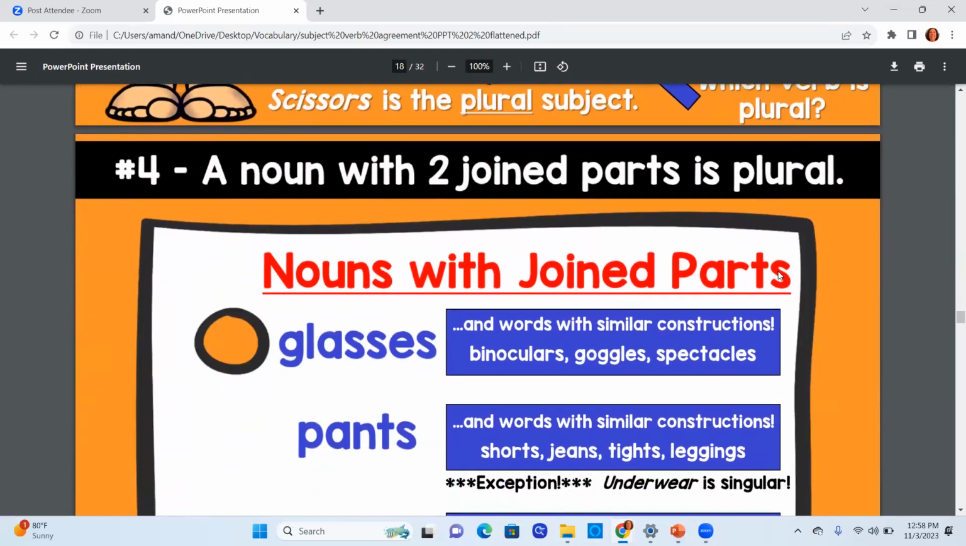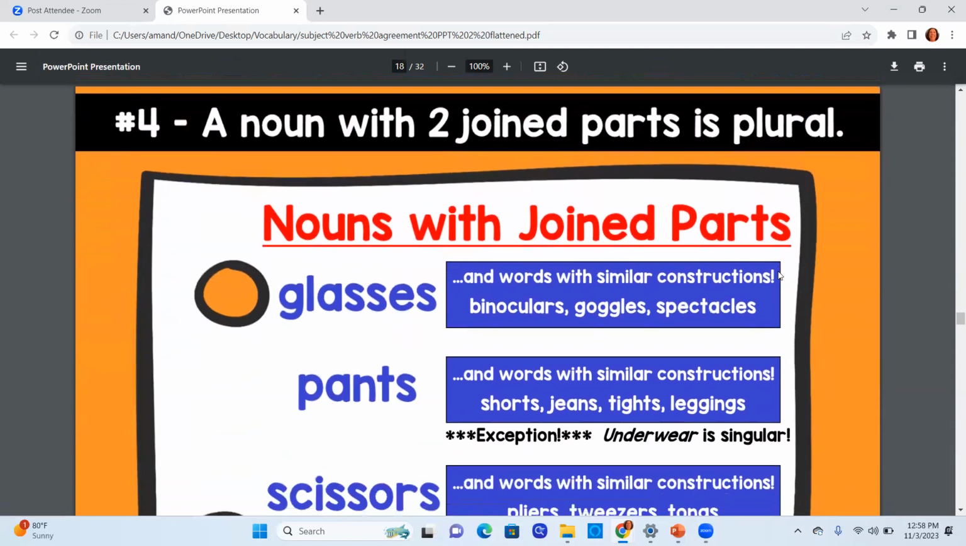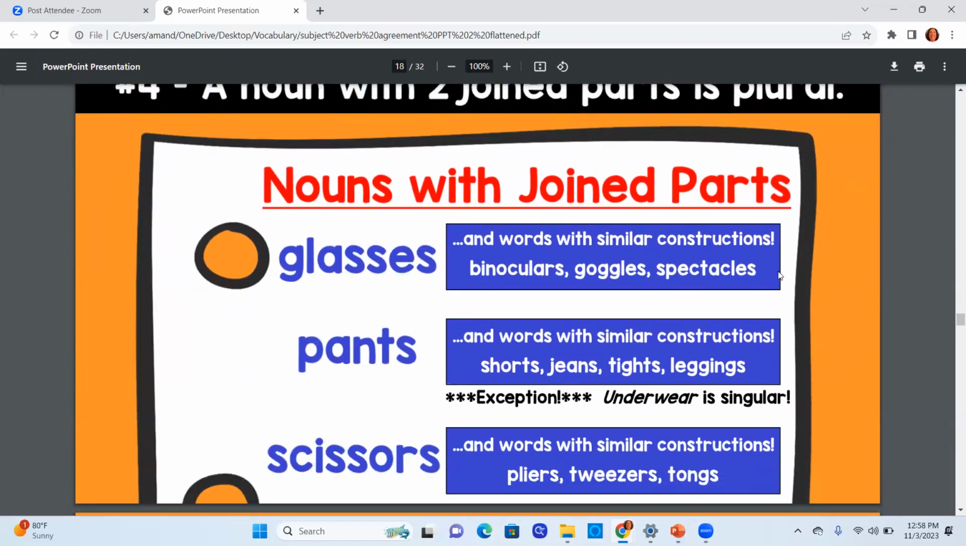Number 4, a noun with 2 joined parts is plural. And I just went over glasses. Glasses and words, obviously, with similar constructions: binoculars, goggles, spectacles. So again, binoculars, you look at them with both of your eyes, so there's going to be 2 parts to it.